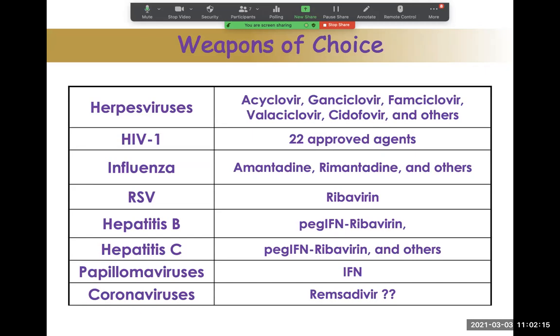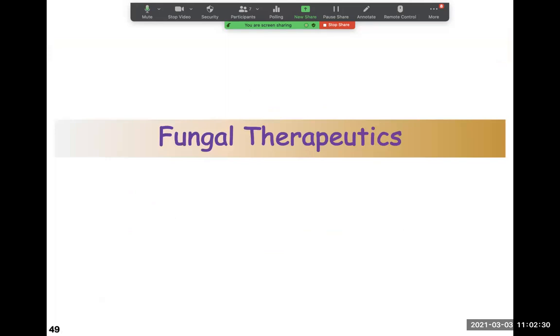This simply summarizes what I just said. These are the specific weapons of choice for various infections, and the pegylated interferon for Hep B and Hep C and others. All right, and that's a quick run through with antivirals. So there are very few drugs, right? Interferon, guanosine analogs, and then there's amantadine and rimantadine. Of course, there are a lot of drugs being developed against SARS-CoV-2 now, but nothing in use.